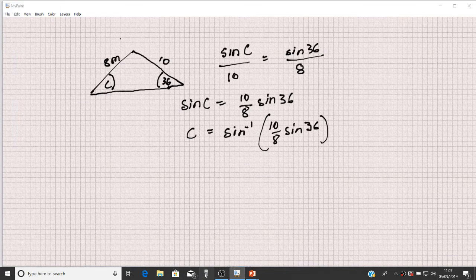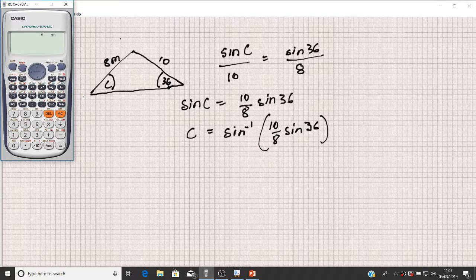Let's look at the calculator now for a moment. Now notice I've got radians on the calculator. I do need to switch that to degrees so we're consistent with the question. Just make sure I've got the right shift, mode and 3. Okay, so now degrees.